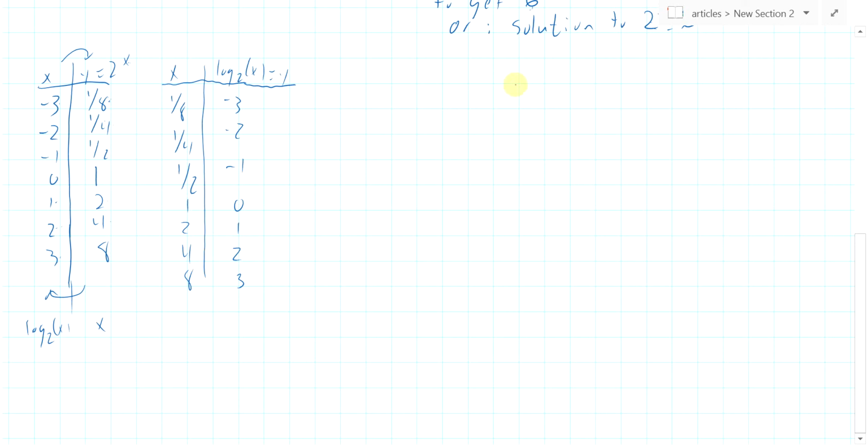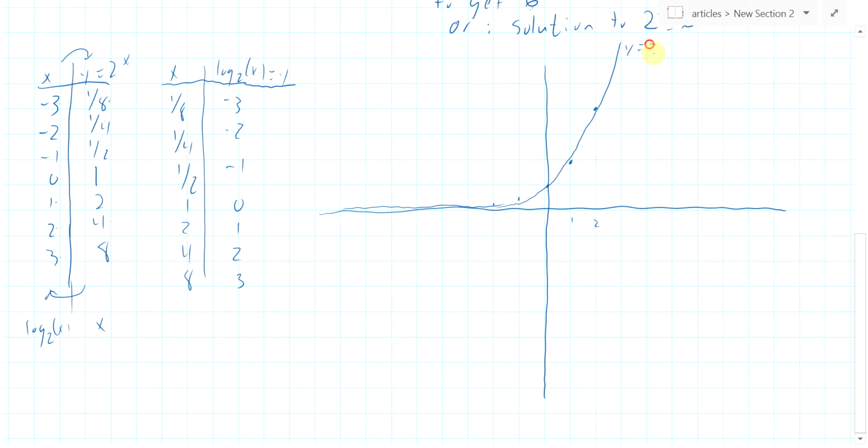So what do the graphs look like? If we look at the graph of y equals 2 to the x, for x equals 1 it's at 2, then 2 squared is 4, and 3 would be 8, which is up there, and then 1, 1 half, 1 fourth. So there's our usual construction of y equals 2 to the x.